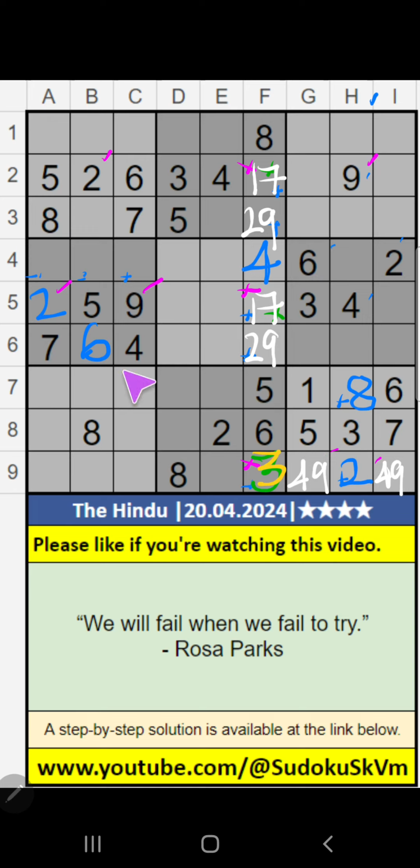Third grid, 3 numbers are remaining, 1, 3, 8. Column A, column B, we have 8. So 8 can't come in these cells. Then 8 is confirmed here. Then only 2 numbers are remaining, 1 and 3. It will come in one of these cells. We will confirm later.